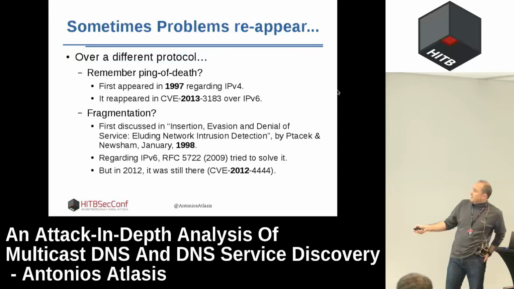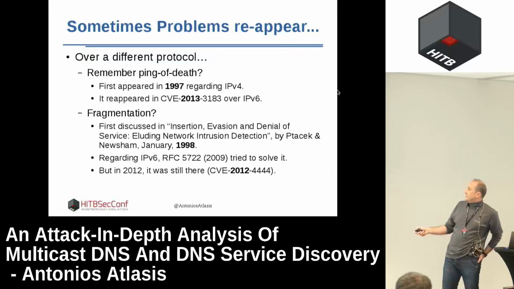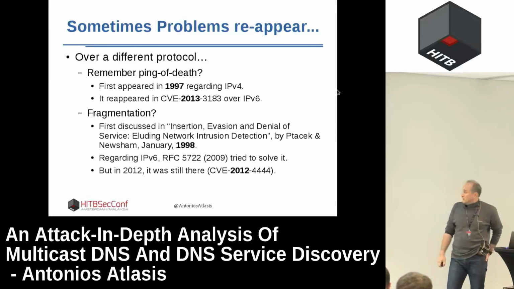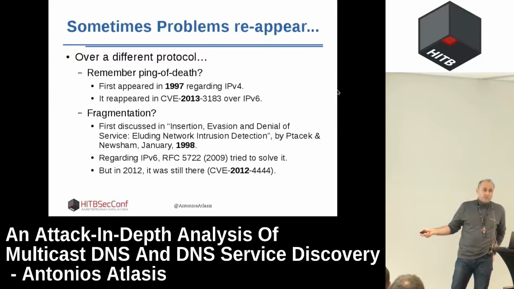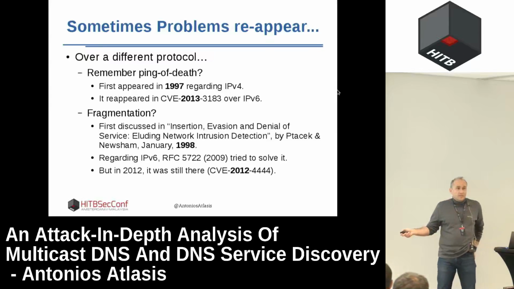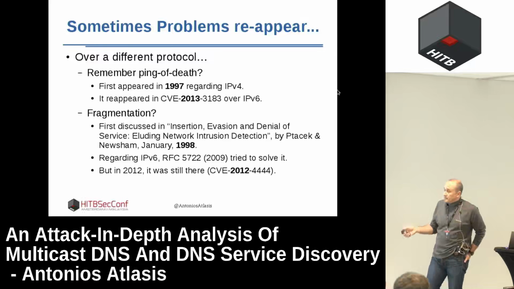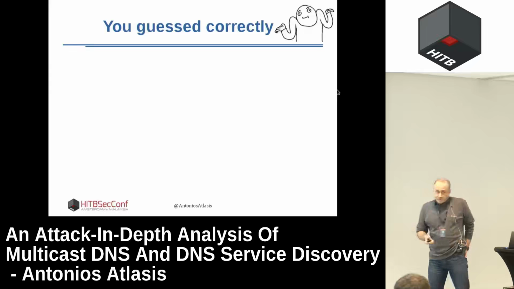In IPv6, at this time, they tried to be smart, and so they defined an RFC in 2009, still 11 years later, trying to solve it. But in 2012, the problem was still there. So as you can see, the problem reappears. So I guess that you can imagine now what's happening in this case.